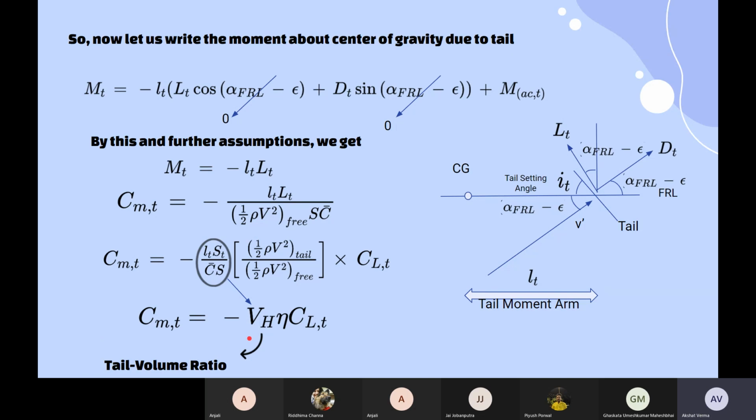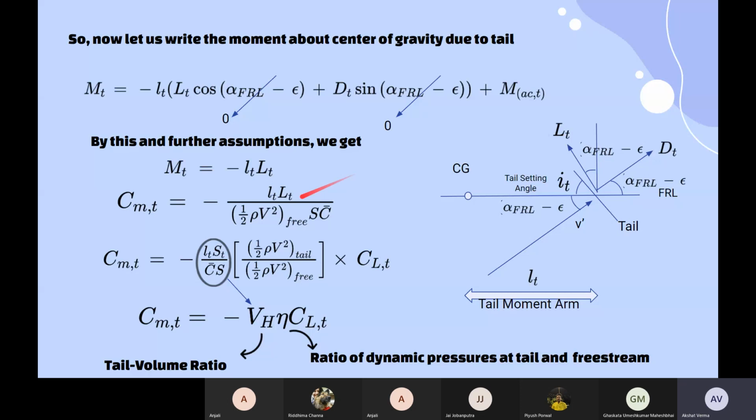So what is the importance of this tail volume ratio? It later helps us in determining the size of our tail, right? You can see here that there is a term for area of tail in its expression, so this will help you in determining the size of your tail. And this eta term is referred to as the ratio of dynamic pressures at the tail and the free stream. That is basically half rho V squared at the tail, due to this V dash, and half rho V squared of the free stream.